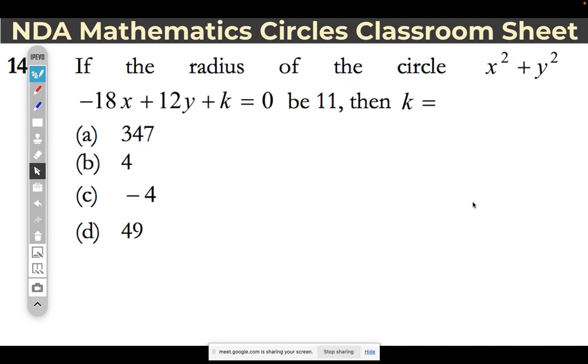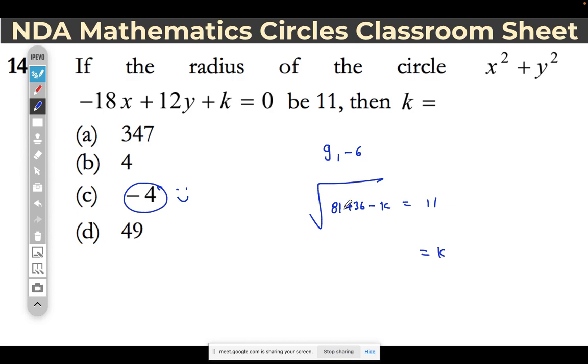Sir, 4. Minus 4. Shabash. 9 comma minus 6, square root of 81 plus 36 minus k is equal to 11. So k equal to... right. Yes, sir.